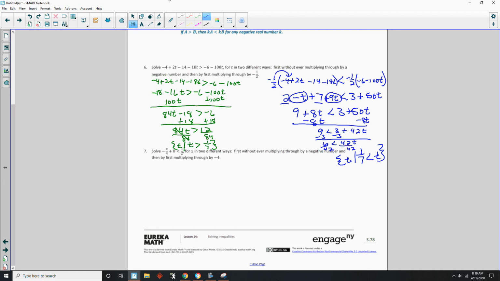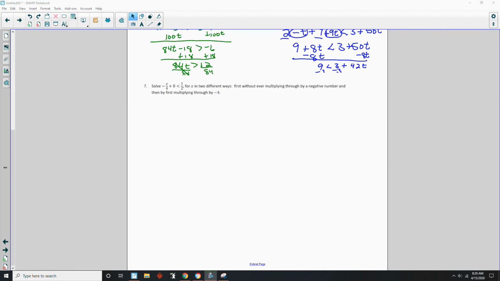Okay, number 7. Solve negative x over 4 plus 8 is less than 1/2 for x in 2 different ways. First, without ever multiplying through, and then we're going to multiply through by negative 4. So it's the same as 6, pretty much. Another practice problem. Okay, cleaned up my screen a little, and here we go. I will use purple this time.